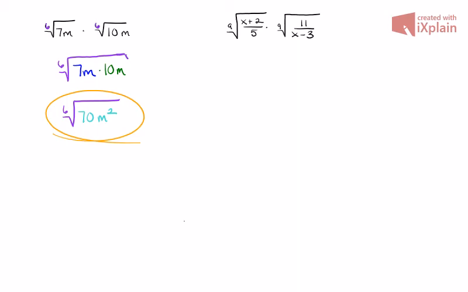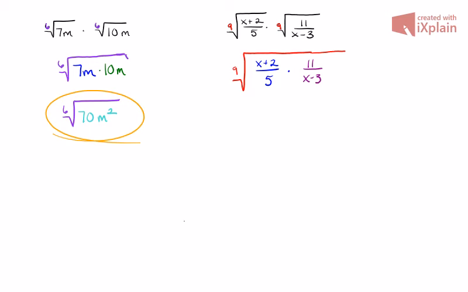The next problem, notice that they both have an index of 9 for the root. So I can write this as one big ninth root, and then underneath it we will have our x plus 2 divided by 5 times our 11 over x minus 3. So when you're looking at this, you can put the ninth root on the back burner just as long as you don't forget to write it in subsequent steps.